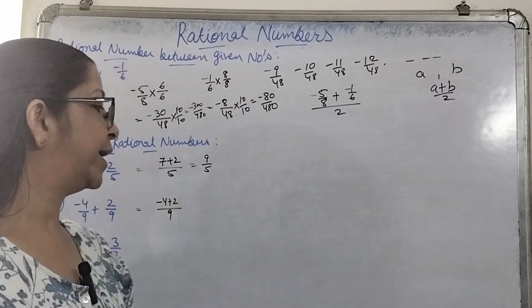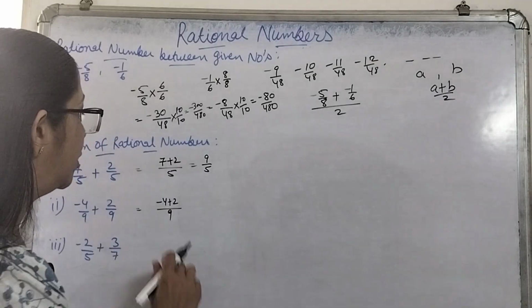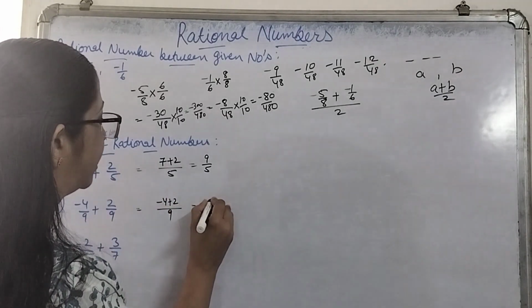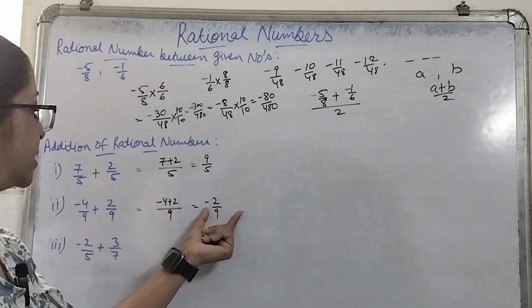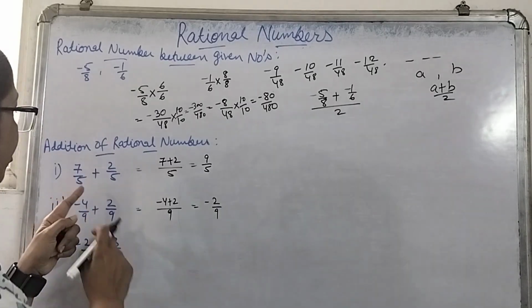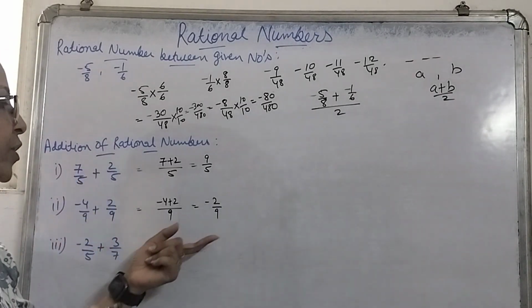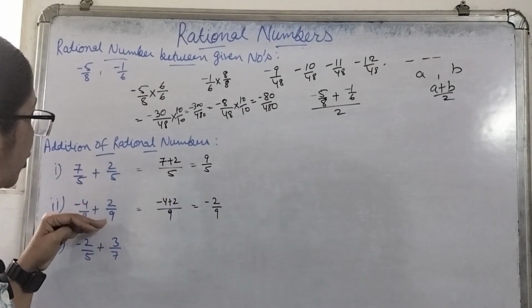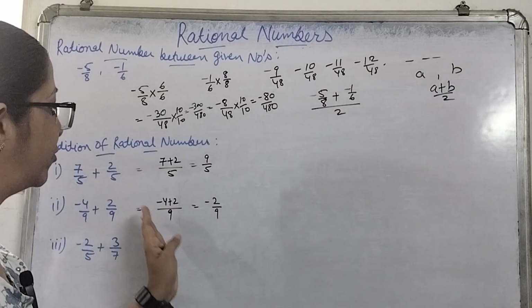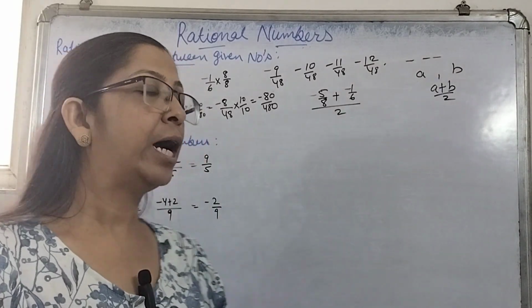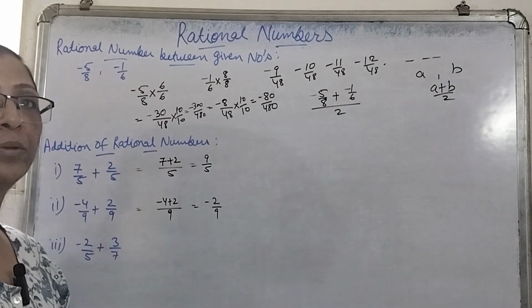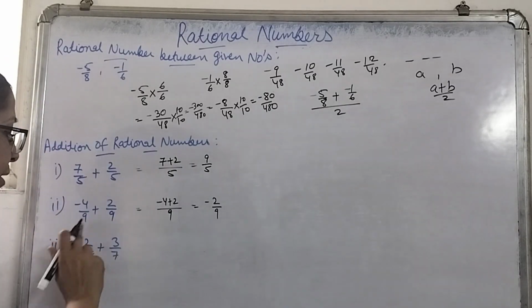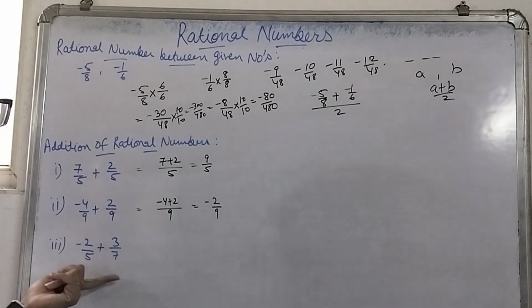And if we are going to add minus 4 and 2, what we will be getting is minus 2 over 9. So the answer will be minus 2 over 9 when we add these two rational numbers. So whenever the denominators are the same, in the sum we keep the same denominator and simply add the numerators. Now the other condition is when the denominators are different.